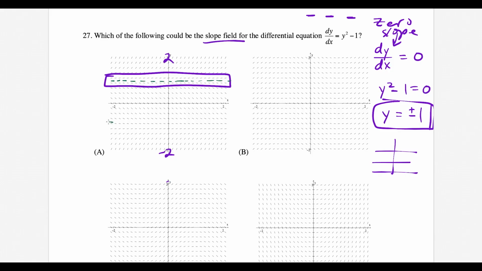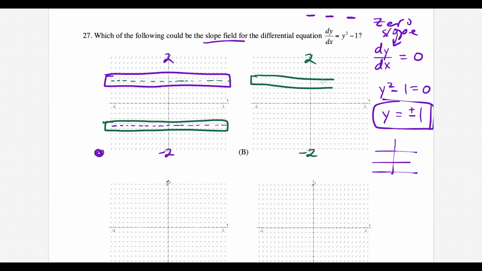And if we look at y equals negative 1, we have the same thing going on. In this little space here, we have what looks like a bunch of 0 slopes. So my first instinct is to say that A is the answer, but for something like this, I highly recommend that you go through the other answer choices and show why they're not correct. That's a really good strategy to use for the AP test: you have to be able to say why the wrong answers are wrong.